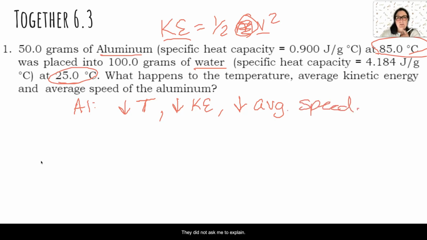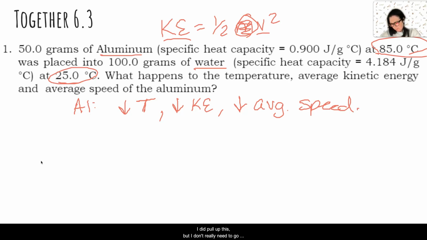They did not ask me to explain, so don't explain if they don't ask you to. Okay, that's big. Some of you are just like chatty Cathys and you want to talk, stop it. If they don't ask you to explain it, don't explain it, because you're going to say something wrong and they're going to mark it wrong. So be careful. And so that's really it.